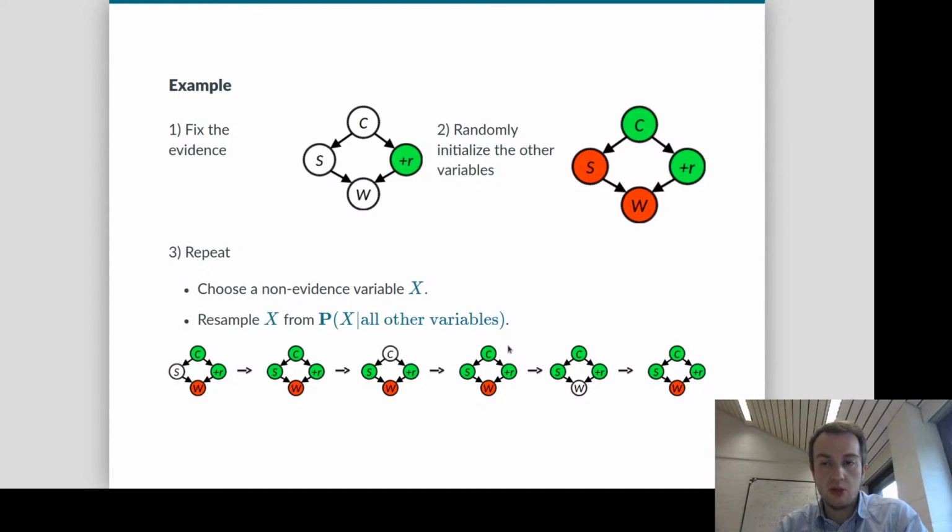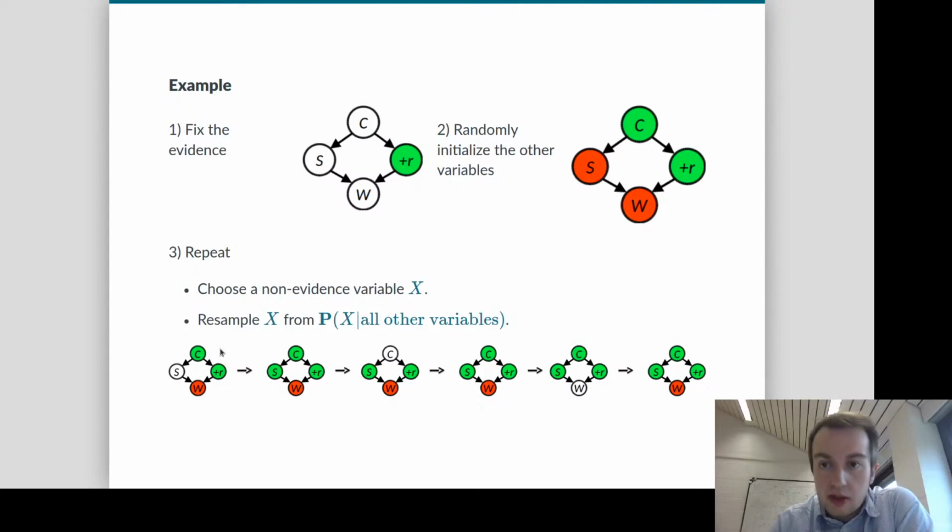So again, I can show you how it would go, for example, for the same problem with the 4 variables C, S, R, and W. And let's say we would like to draw from the posterior P of C, S, W conditioned on R being positive. Okay, so you would fix the evidence. You would randomly initialize all the other variables, and then you would repeat this procedure. You would pick any of the non-evidence variables, so either C, S, or W, and then we would resample X given all the others.